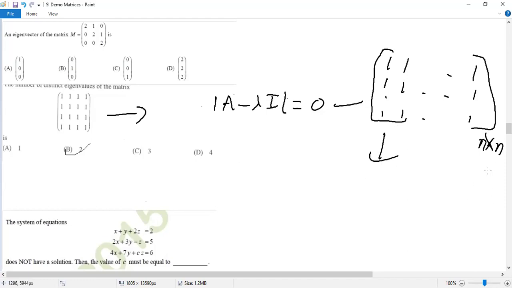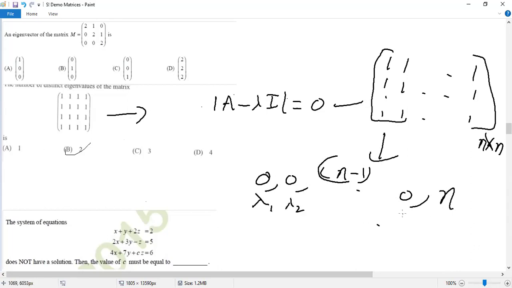Because the order is n, n minus 1 eigenvalues will be zeros, and the nth eigenvalue will be n. How many eigenvalues will be zeros? n minus 1 eigenvalues will be 0, and the last one is n. So totally how many eigenvalues? n eigenvalues: lambda 1, lambda 2, up to lambda n minus 1, and this is lambda n. So this is the shortcut when all ones are there.